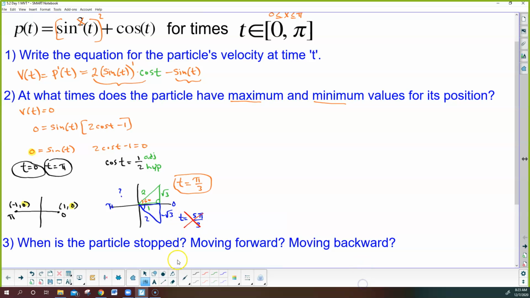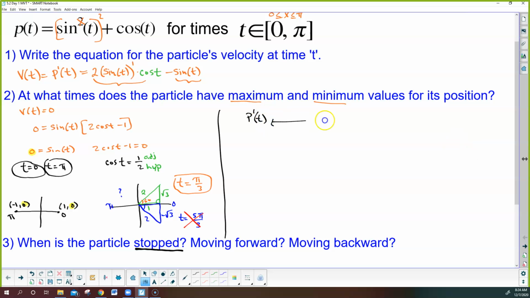So I'm not going to include that answer because it's not in the interval, which means I have 3 critical points. Right? Those 3 points are when the particle is, actually we could probably answer it right here. It's when the particle stopped, right? Because that's when the derivative is equal to 0. Well, we'll do that in the next problem. So what are we going to do? We're going to make our sign chart.